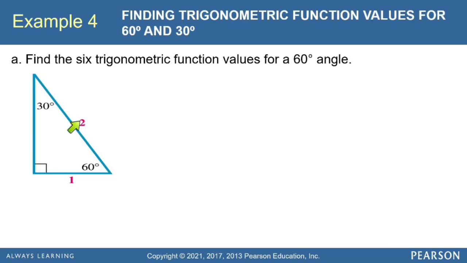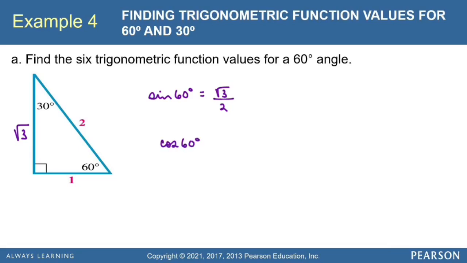So 2 squared is 4, and 1 squared is 1. 4 minus 1 is 3, so this missing side is length square root of 3. Okay, now remember, we're finding the 6 trig function values for the 60-degree angle. So opposite the 60-degree angle is square root of 3, adjacent is 1, and the hypotenuse is 2. So now to get the sine of 60 degrees, we remember that the definition of sine is opposite over hypotenuse. So the sine of 60 is going to be square root of 3 over 2.